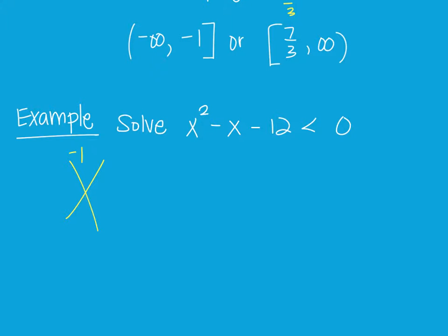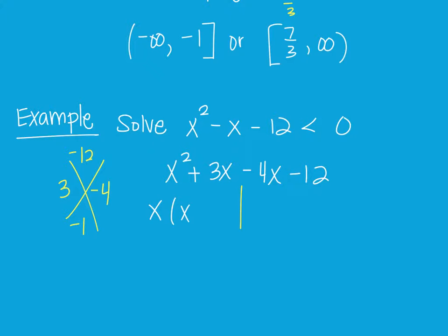So -12 on the top and -1 on the bottom. So that's going to be 3 and -4. Okay, so our factors are going to be x squared plus 3x minus 4x minus 12. Split it down the center. Factor out x and x plus 3. Factor out -4 and x plus 3. Notice that the x plus 3 matches. x minus 4 is the other factor.